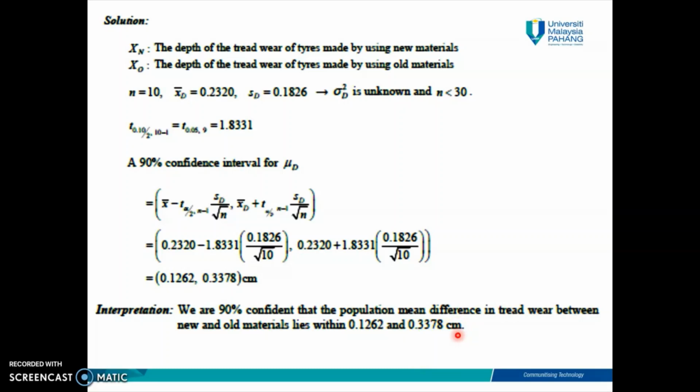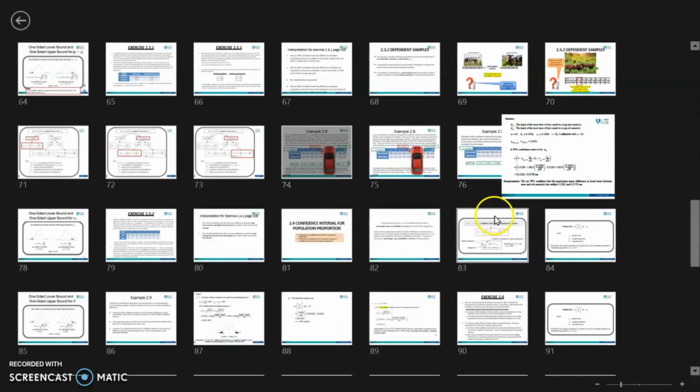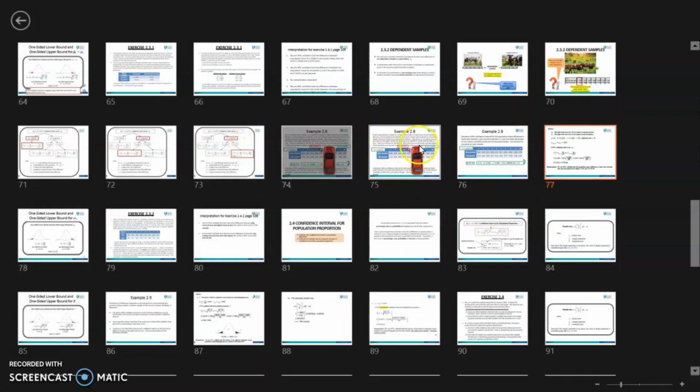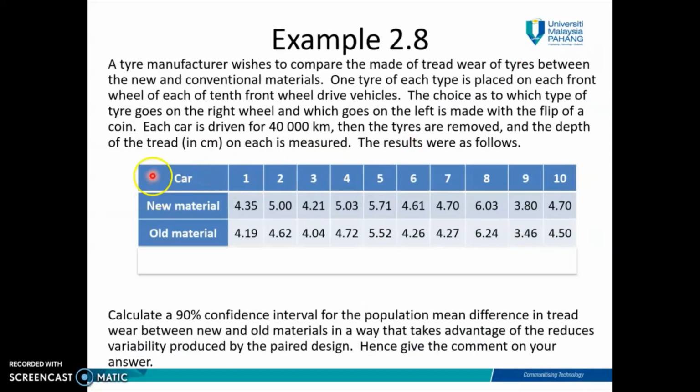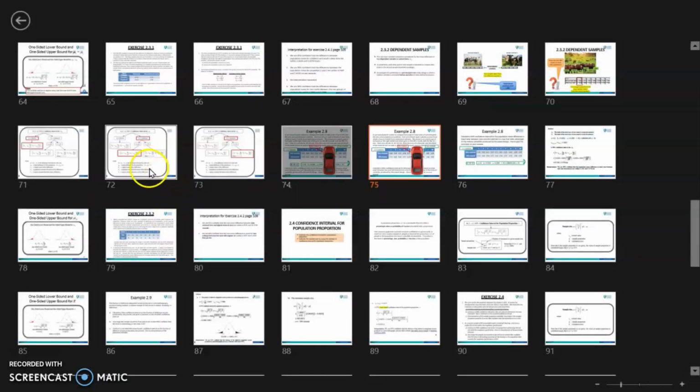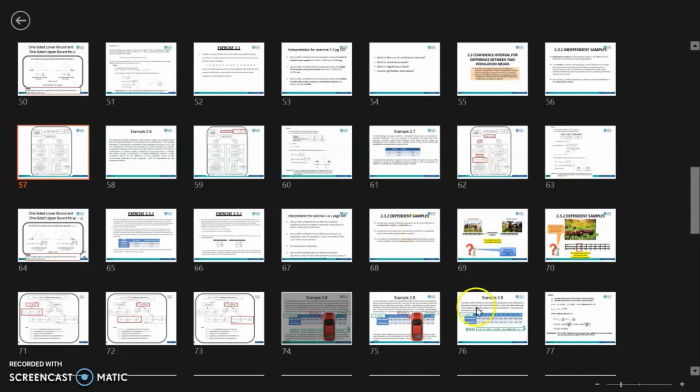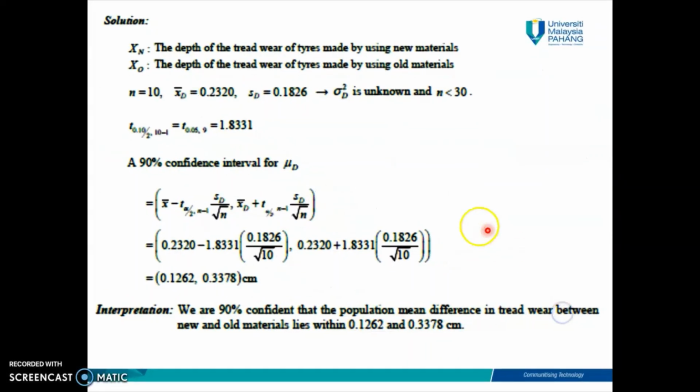The most important thing is, when you read the questions in your test or in your quiz or in your final examination, when you're given two sets of data, when you're given two samples, it's really important that you identify whether these two samples are independent or dependent, so that you will choose the correct formula for dependent samples and independent samples.